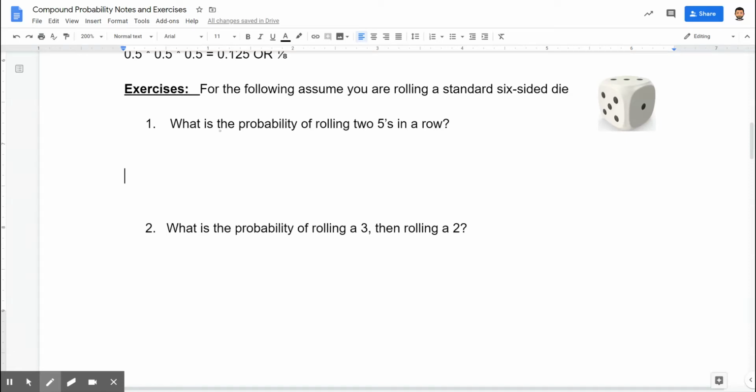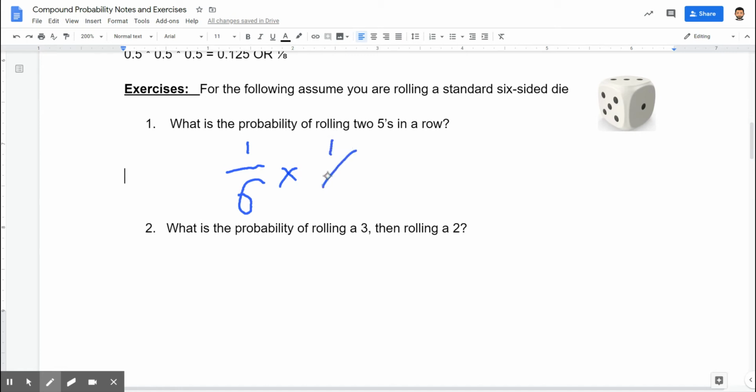Okay, so first one, there are 6 sides on the die. Only one of them is a 5. Therefore, the probability of getting a 5 is 1 out of 6, not 1 out of 5. It doesn't have to do with which number. Probability of getting a 5 is the same as getting a 3, is the same as getting a 2. So the probability of getting a 5 is 1 out of 6.